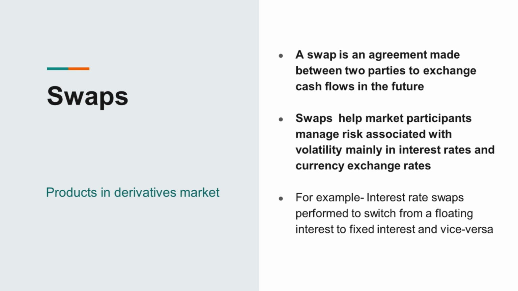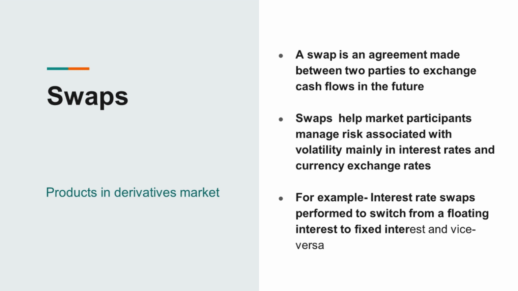Talking about interest rate swaps, for example, interest rate swaps are performed to switch from floating interest to fixed interest and vice versa. So there are two parties. One has a loan on which he is paying a floating interest, which is a variable interest according to the market. If the interest goes high, he would be paying higher interest. If it goes low, he would be paying lower interest. On the other hand, there is another party who has taken a similar loan of a similar amount but is paying the fixed interest. The fixed interest is not affected by market fluctuations.